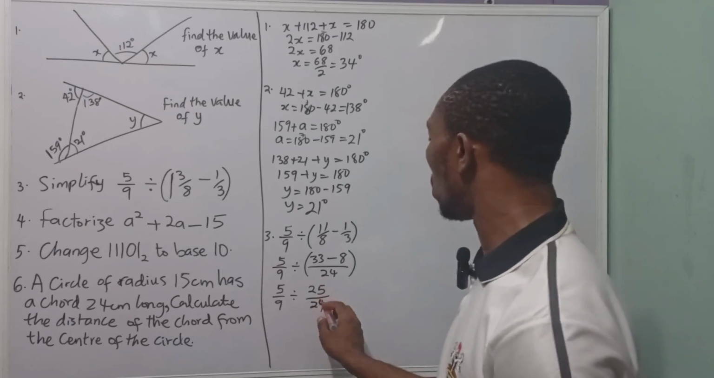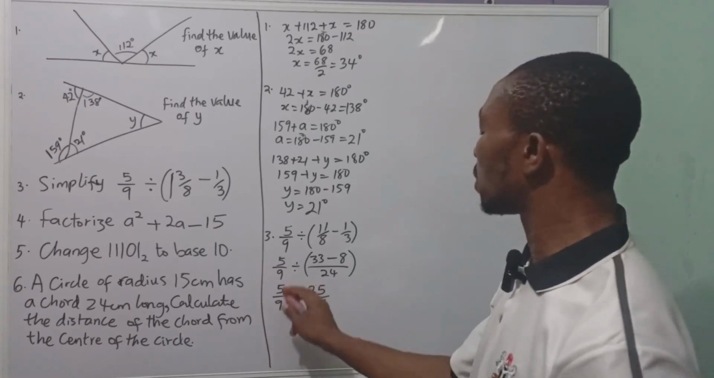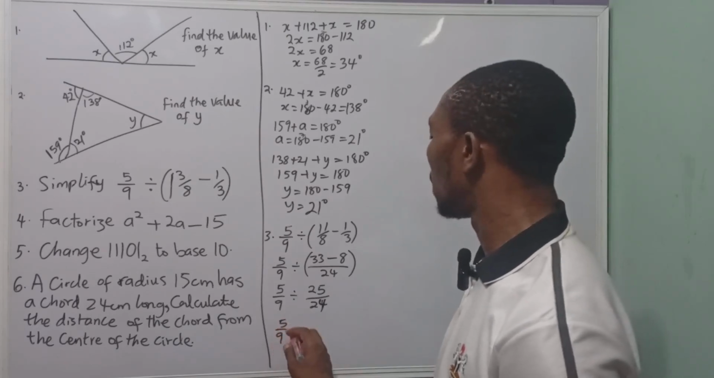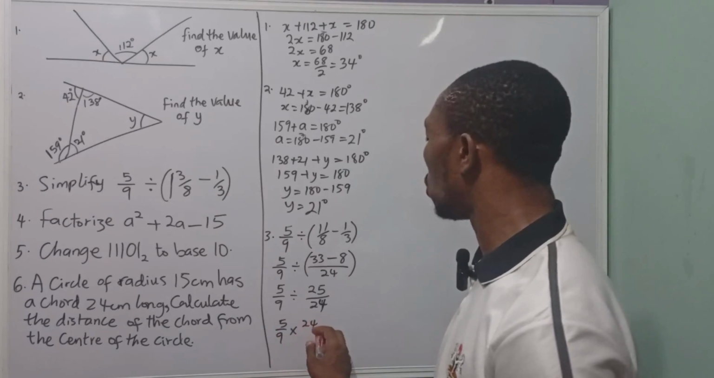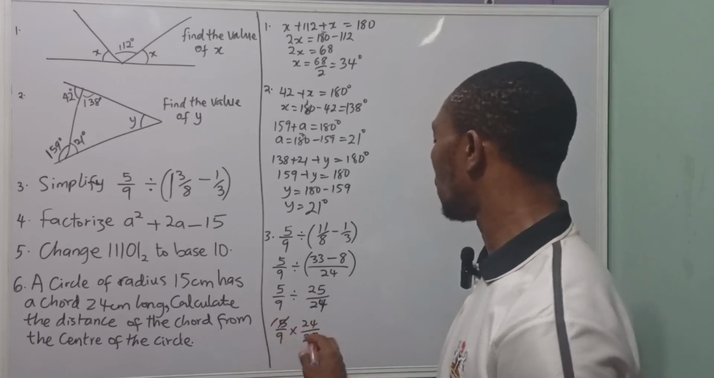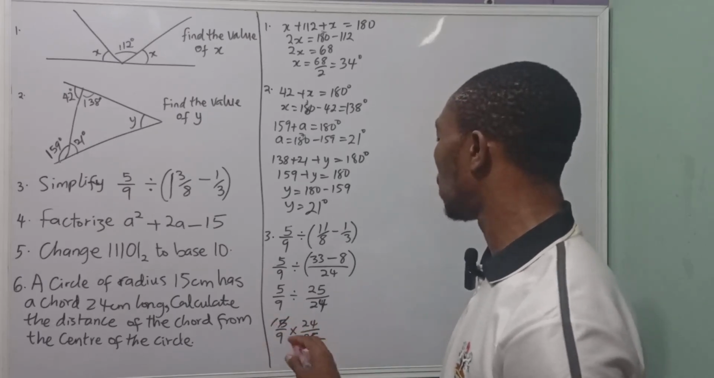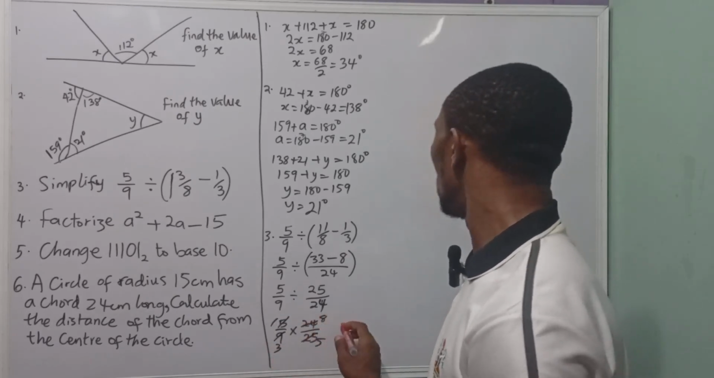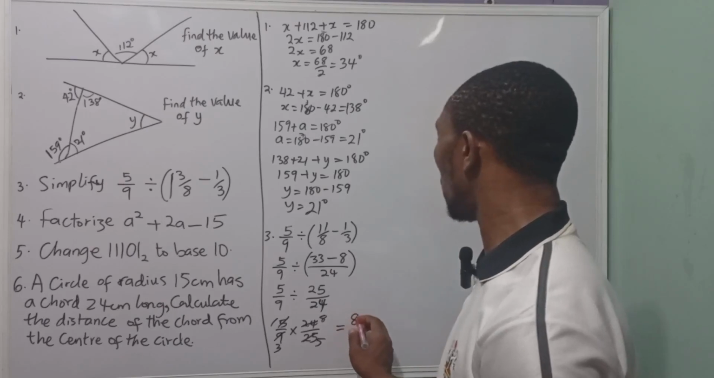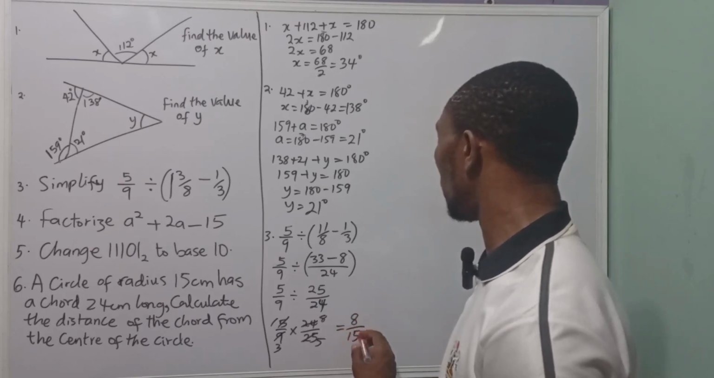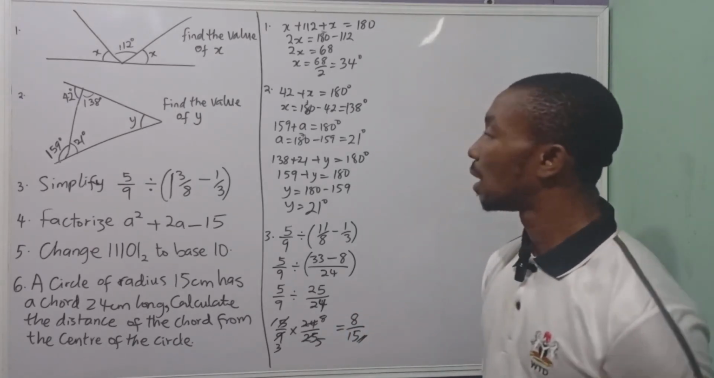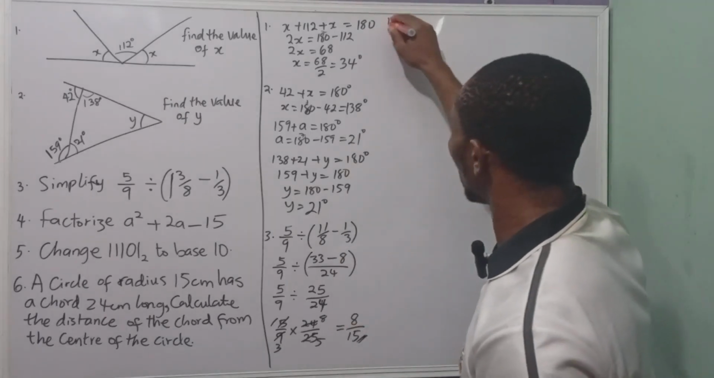Now since this is division, we can turn it around to 5 over 9 times 24 over 25. So 5 into 5 is 1, 5 into 25 is 5. 3 into 9 is 3, 3 into 24 is 8. So this leaves us with 8 over 15 as our answer. Having done that, let's look at our next question.